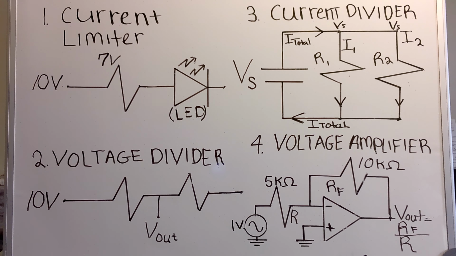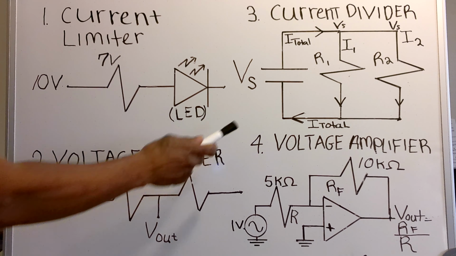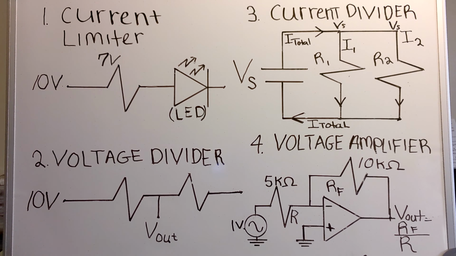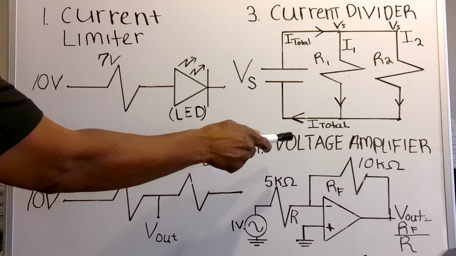In this video, I'm going to be showing you 4 ways that resistors can be used in a circuit. Number 1, resistors can be used as a current limiter. Number 2, resistors can be used as a voltage divider. Number 3, resistors can be used as a current divider. Number 4, resistors can be used in voltage amplification.